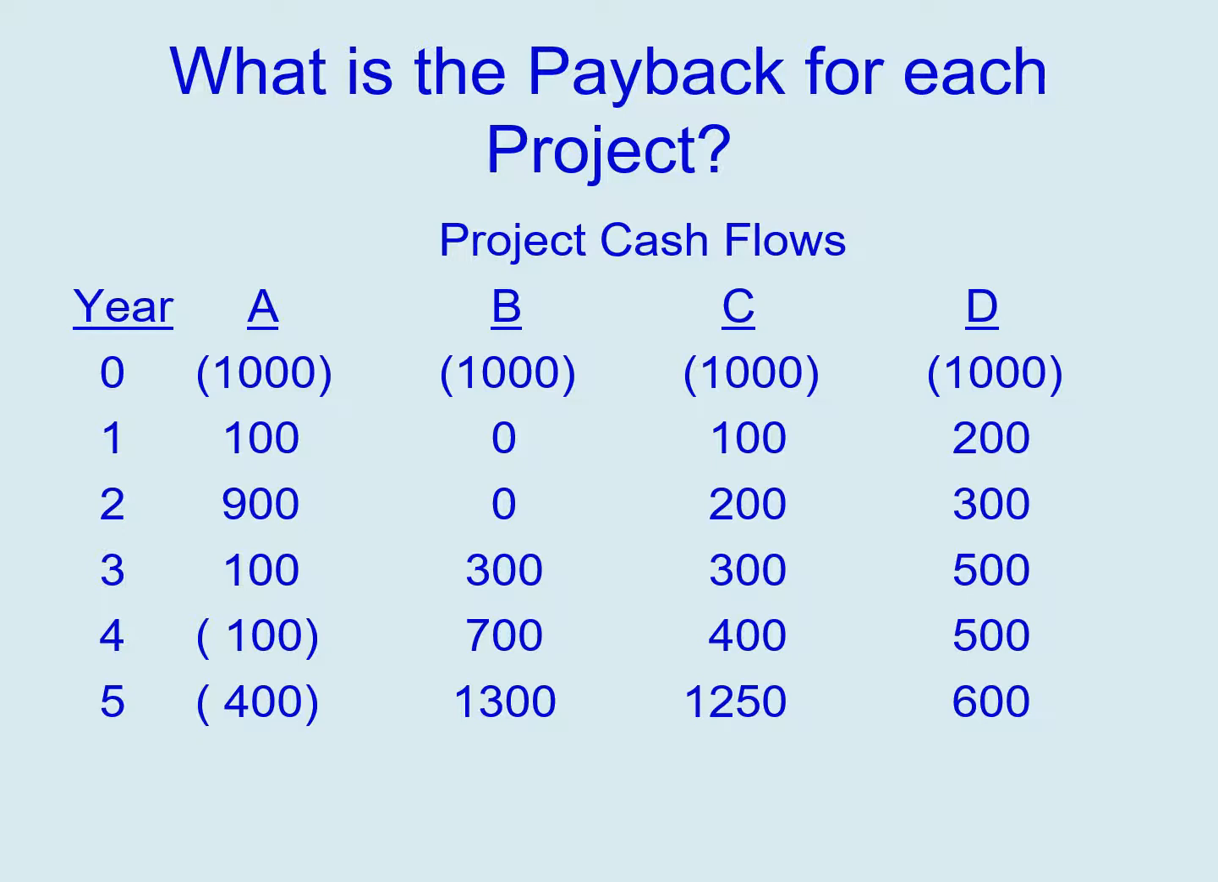Okay, and if you do the same calculation for project B, you'll see we get nothing in years 1 and 2. We get $300 in year 3, another $700 in year 4. So by the end of year 4, we receive our $1,000 investment. Okay, and then we just keep doing that for projects C and D. And so you see for project C, it takes us also 4 years to get our money back. And then for project D, it takes us 3 years before we get our $1,000 back.